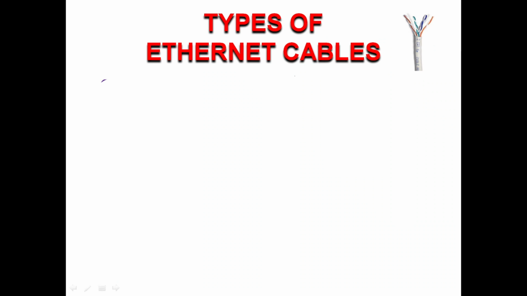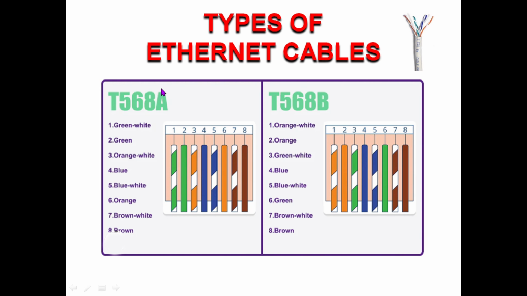Today we are going to learn about LAN wire crimping or types of Ethernet cable. This is the LAN cable. It has 8 wires in it. These 8 wires can be arranged in two color codes. First one is T568A and another is T568B.